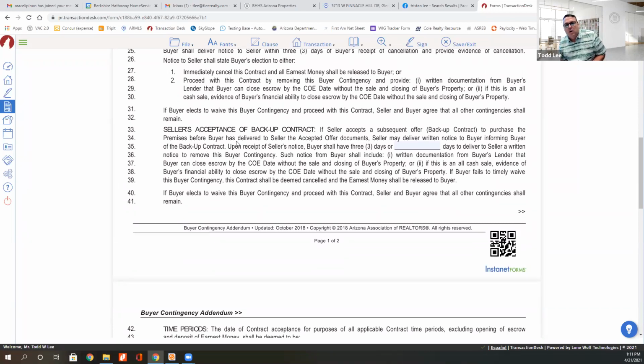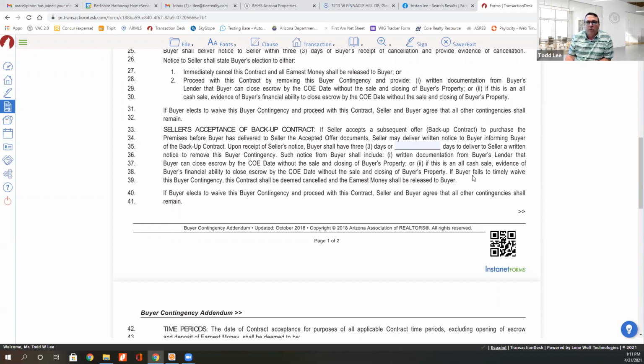Seller's acceptance of a backup contract. If seller accepts a subsequent offer or backup to purchase the premises before the buyer has delivered to the seller the accepted offer documents, seller may deliver written notice to the buyer informing the buyer of the backup contract. Upon receipt of the seller's notice, the buyer has 3 days to deliver to the seller a written notice to remove the contingency. Such notice from the buyer shall include written documentation from the lender that they can close escrow without the sale of their other house. If this is an all cash sale, evidence of the buyer's financial ability to close without the sale of the other property. If buyer fails to timely waive the buyer contingency, the contract shall be deemed canceled and the earnest money shall be released to the buyer.